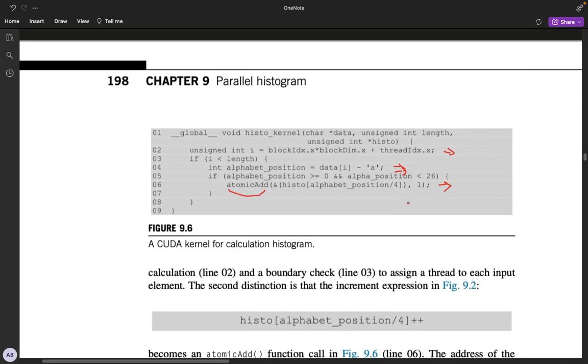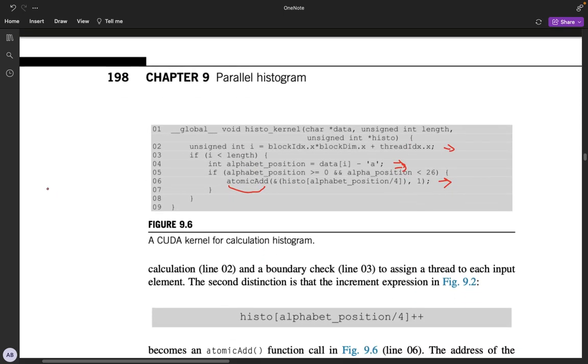But the problem with this is, let's say all the positions in the document had A. So all threads would execute atomic add on the bin number 0, like A, B, C, D, E, F. On this bin, they would execute atomic add.